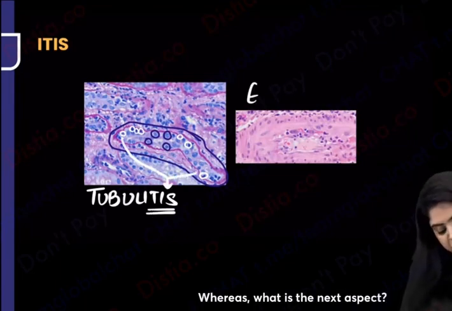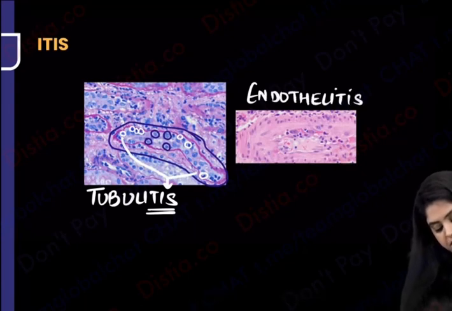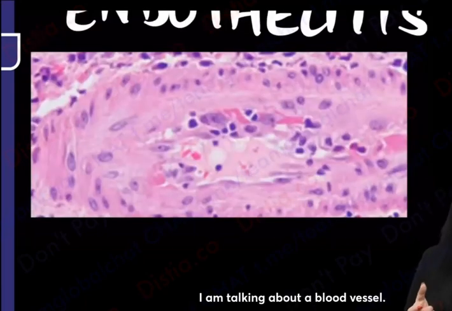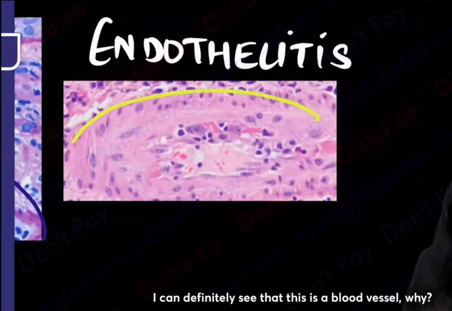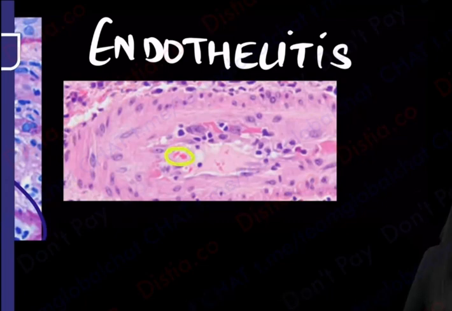What is the next aspect? The next aspect is known as endothelitis. So when I zoom into this, endothelitis means I'm talking about a blood vessel. I can definitely see that this is a blood vessel. Why? Because I can see red blood cells inside it. So this must be a blood vessel.